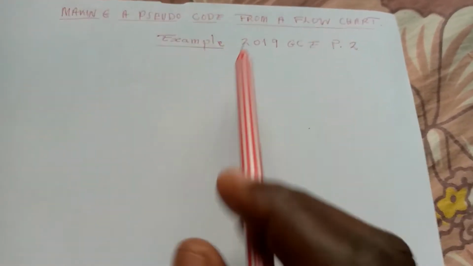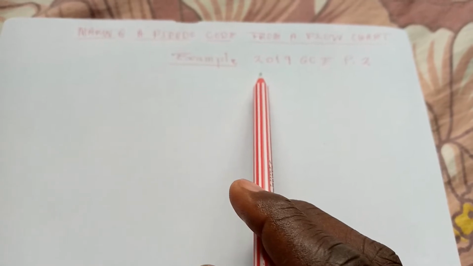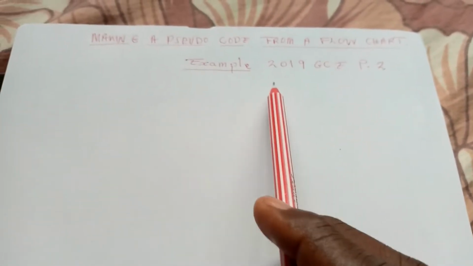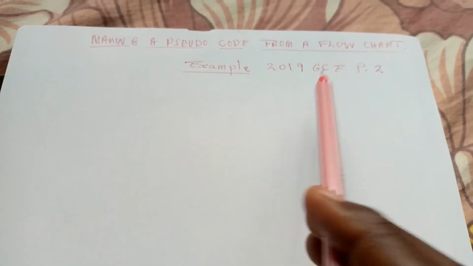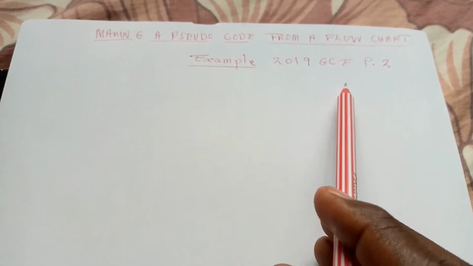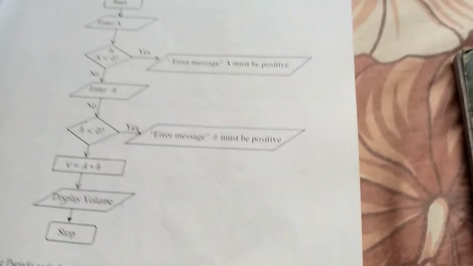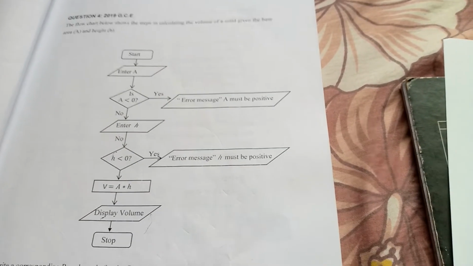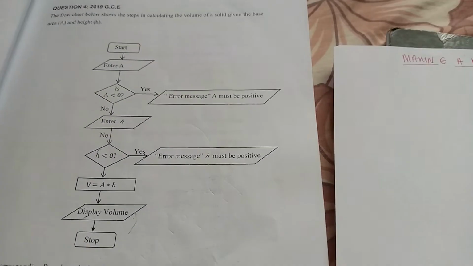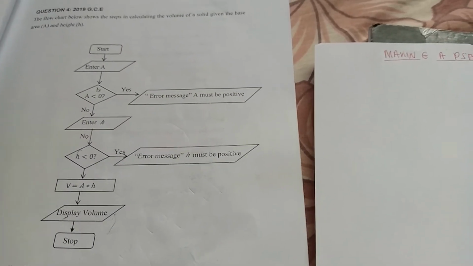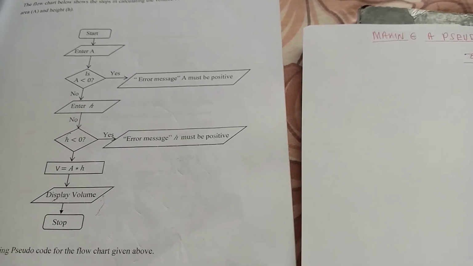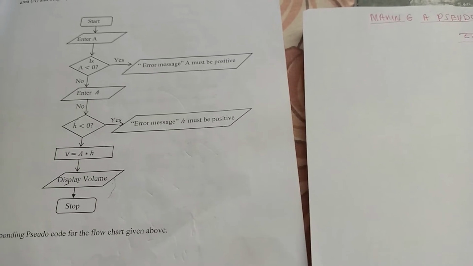And the example that we'll use is from the 2019 GCE paper 2. So here is the question. They are saying the flowchart below shows the steps in calculating the volume of a solid given the base area and the height h. Then this is the flowchart given.